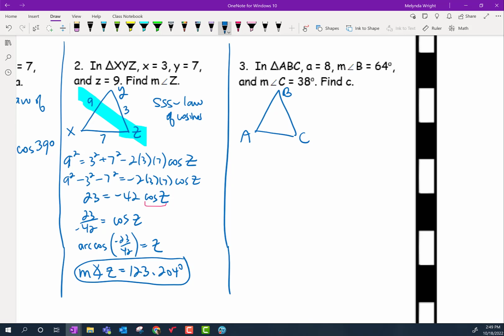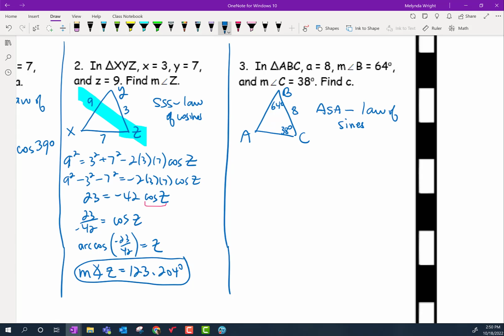Okay, so side A is 8. Measure of angle B is 64 degrees. Measure of angle C is 38 degrees. I have angle, side, angle. Angle, side, angle, we want to use law of sines. Okay, all right, we can do that. Okay, it's law of sines though.